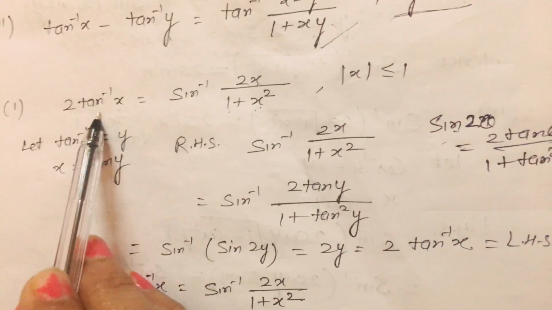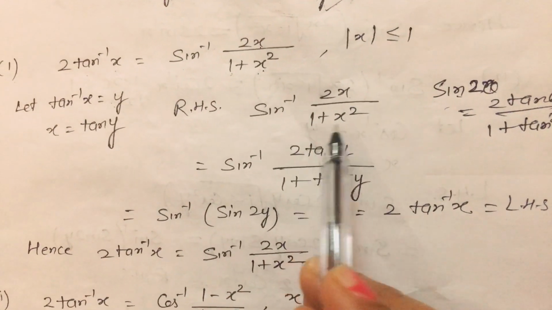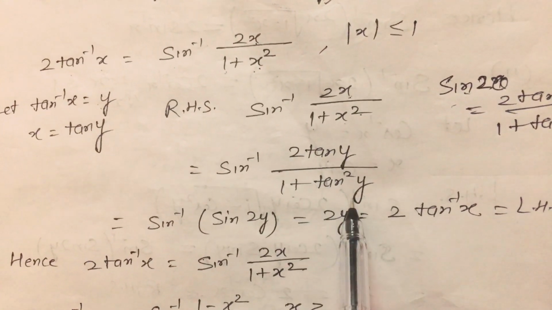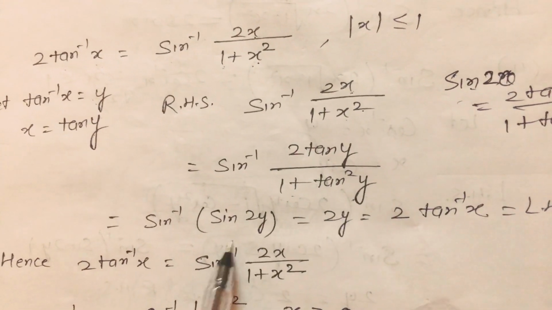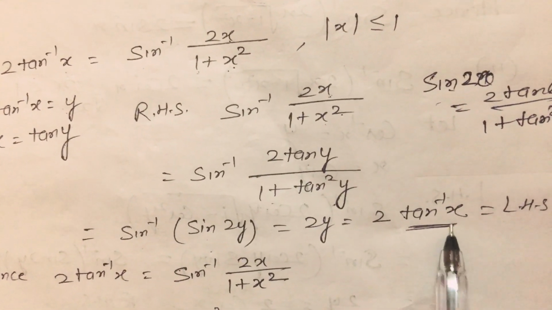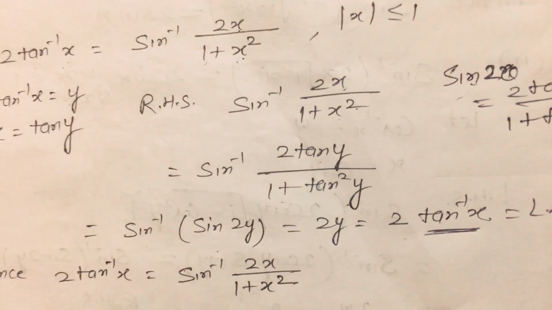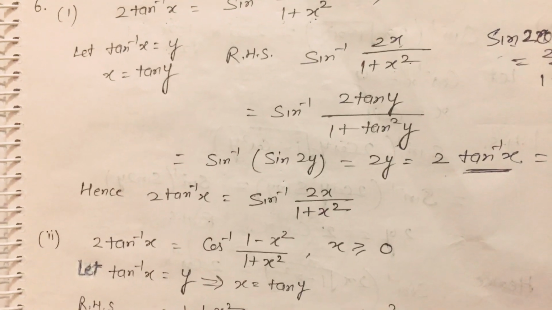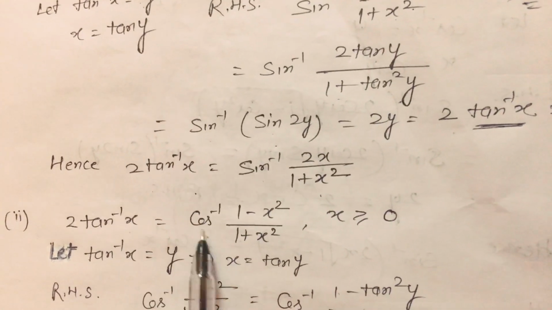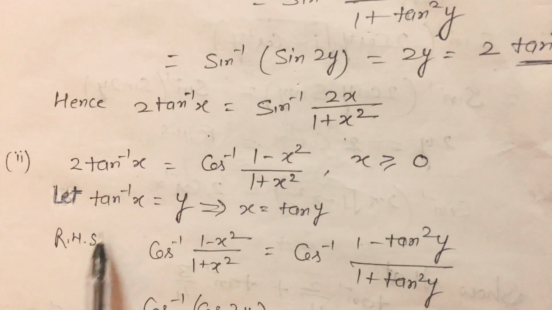So take tangent inverse x as y, then x will be tan y. So sine inverse of 2x upon 1 plus x square, putting x is equal to tan y here, it will be sin 2y, and sine inverse cancels with sin, it will be 2y, and y is tangent inverse x, so the answer is 2 tangent inverse x. So that means 2 tangent inverse x is equal to sine inverse of 2x upon 1 plus x square. In a similar way we can prove 2 tangent inverse x is equal to cos inverse of (1 minus x square) upon 1 plus x square. Here x is greater than or equal to 0.